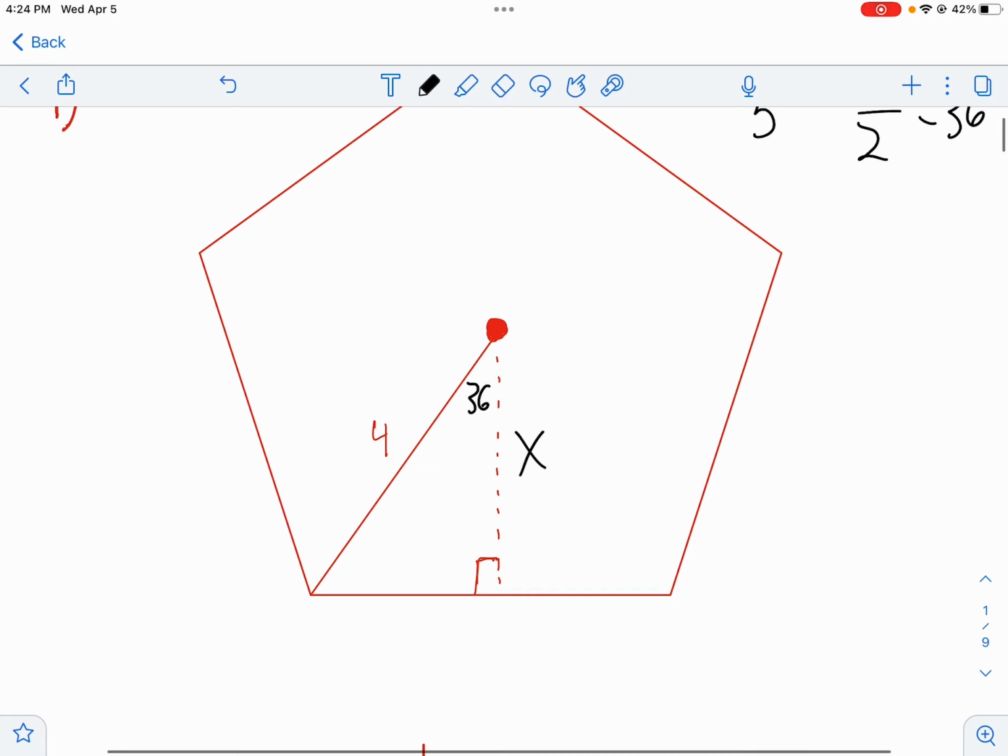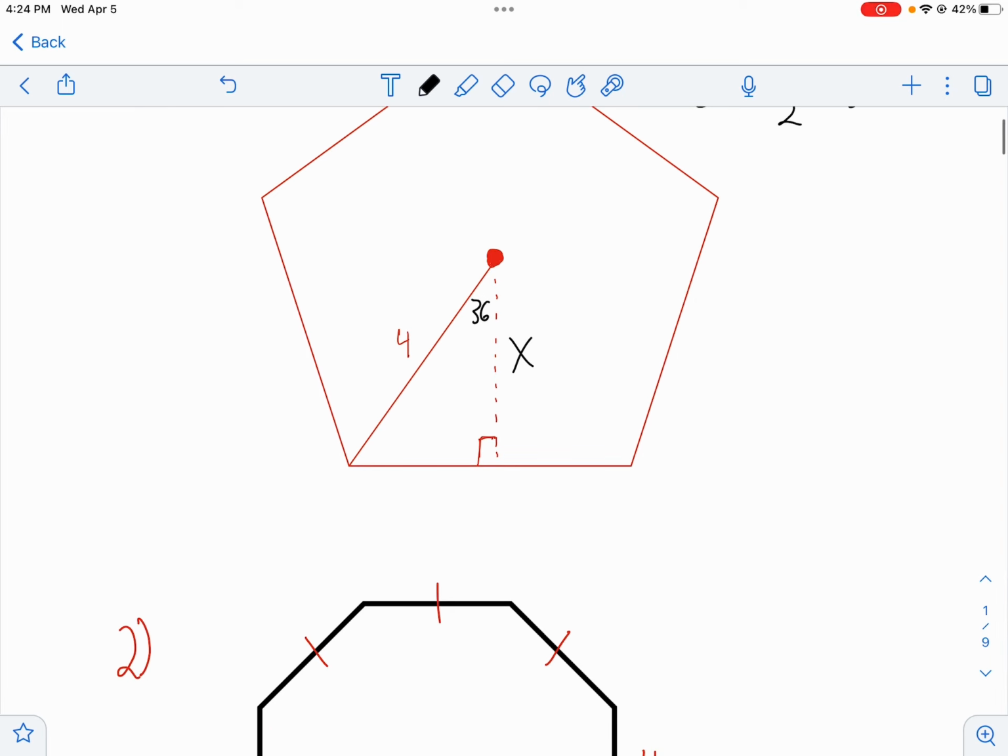Now we can use trigonometry to find our apothem. We'll call the apothem a. So I need to take the cosine of 36, right? Because a is the adjacent side, 4 is the hypotenuse. Cosine of 36 is equal to a over 4, which means 4 cosine 36 is equal to a, meaning my apothem is 3.23.